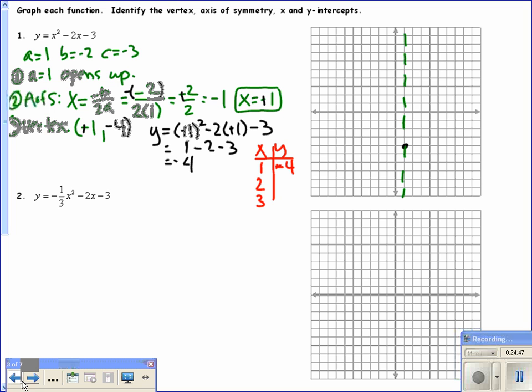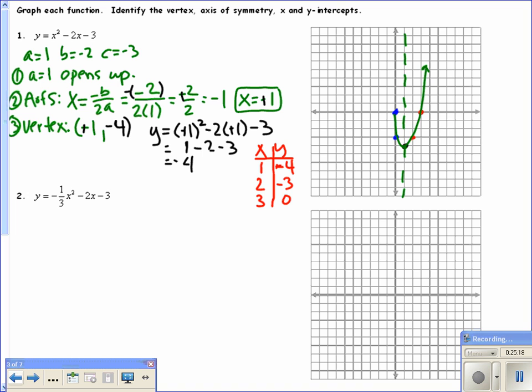So we had (2, -3) and (3, 0). So I'm going to plot those. So 2, negative 1, 2, 3, and (3, 0) would be here. So remember, on the other side of that line, that's our axis of symmetry, we have our corresponding points. So this point right here corresponds with (2, -3), and this point right here corresponds with (3, 0). So now that I have those points, I can go ahead and connect them for my U-shaped graph.